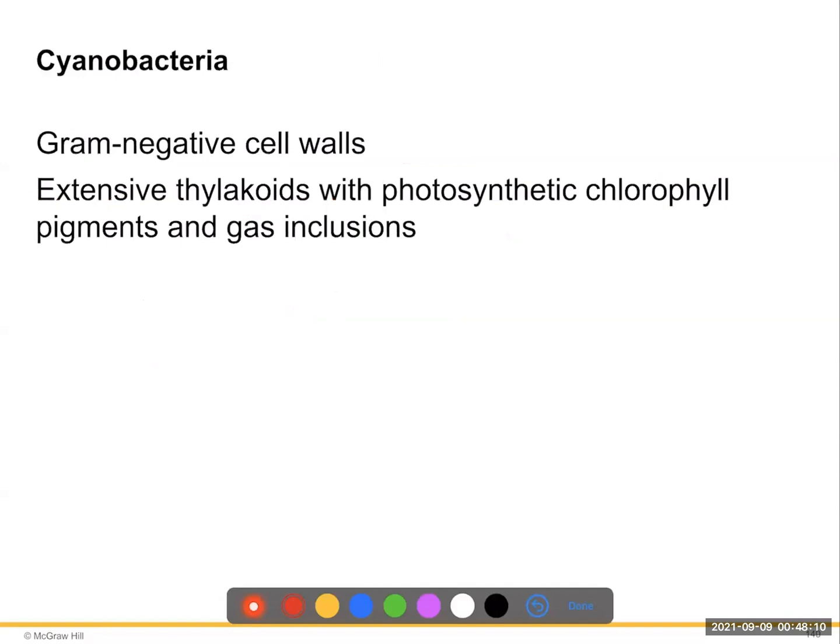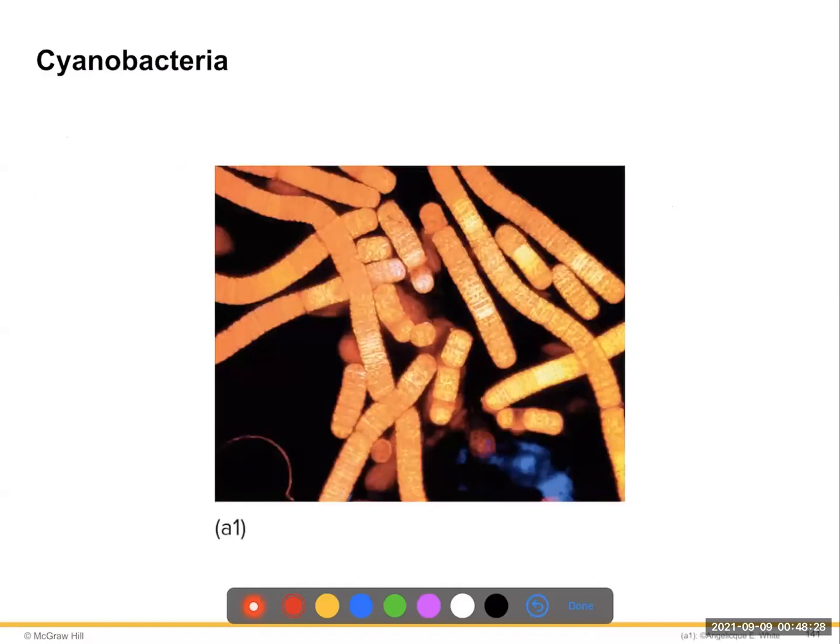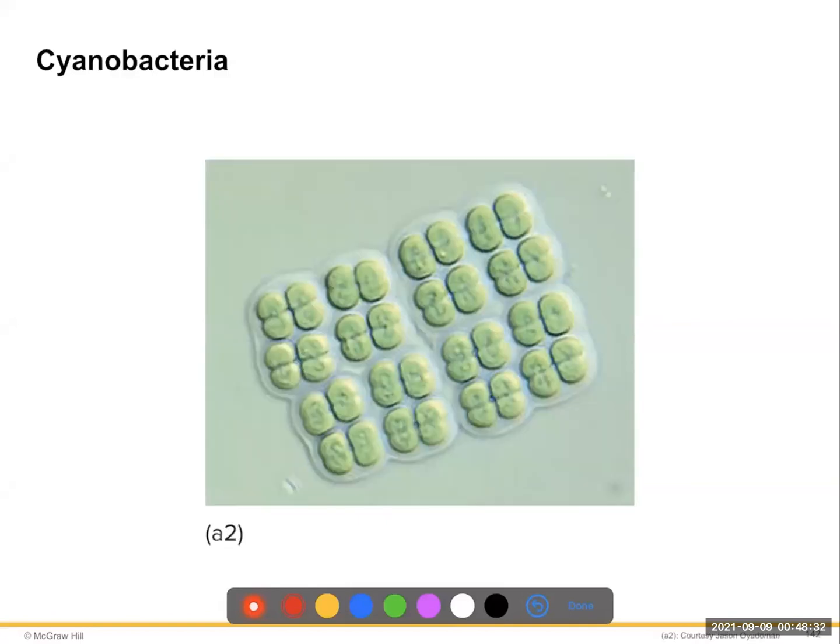Okay. Cyanobacteria have gram-negative cell walls that extend to thylakoids, which capture the sunlight energy with photosynthetic chlorophyll pigments and gas inclusions. Okay, so it allows you to capture the energy of the sun. These are cyanobacteria. They come in different colors. You see orange ones there. These are found in lakes and streams. These are the green cyanobacteria.